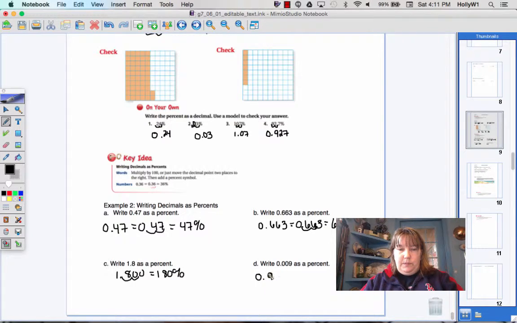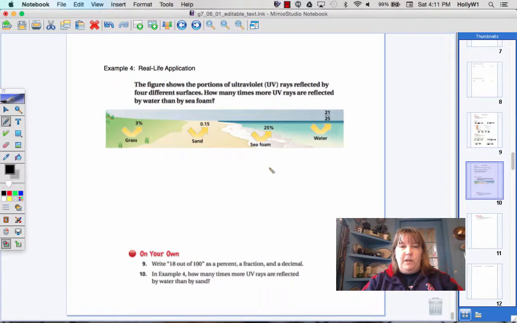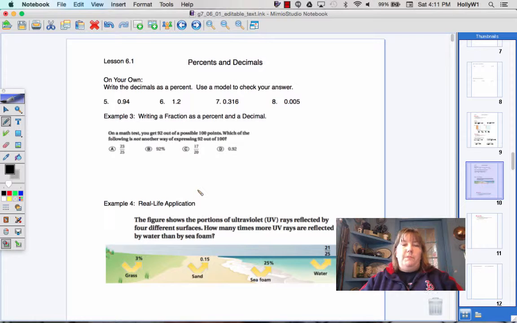0 and 9 thousandths, move it over 1, 2, we end up with 0.9%. Pretty straightforward. So why don't you try these on your own? Pause me and come back and see what you get.